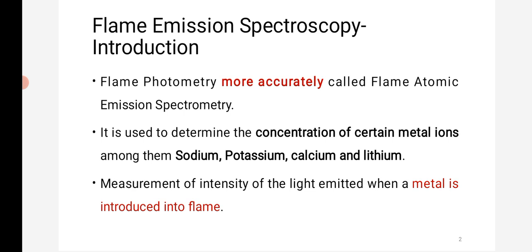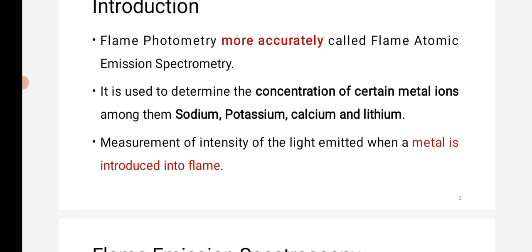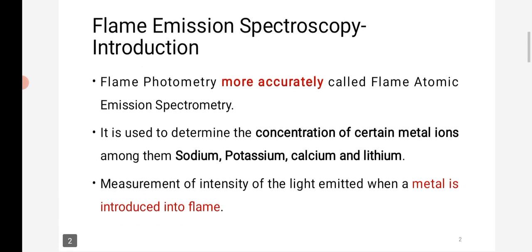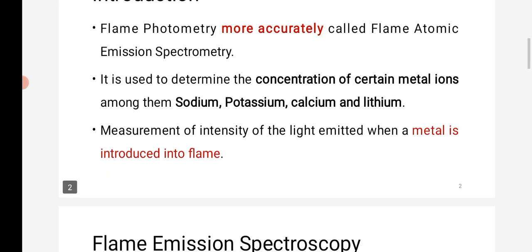So this type of technique is useful for the determination of the concentration of certain metal atoms. It is also used to measure the intensity of the light emitted when a metal is introduced into a flame. So, as the title says, with the help of a flame we determine the sample concentration. That's why we need the flame. In this flame emission spectroscopy, first we introduce the metal into the flame.